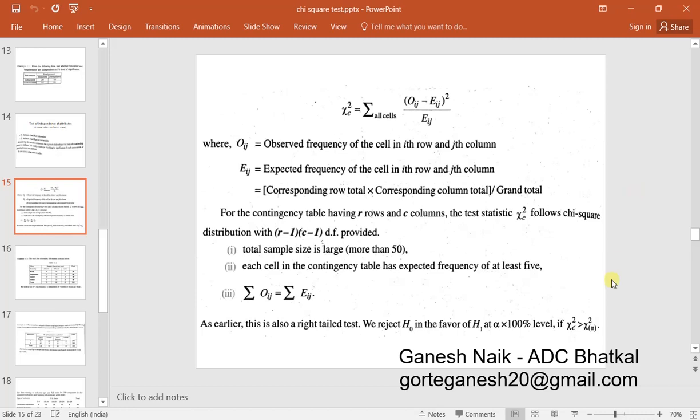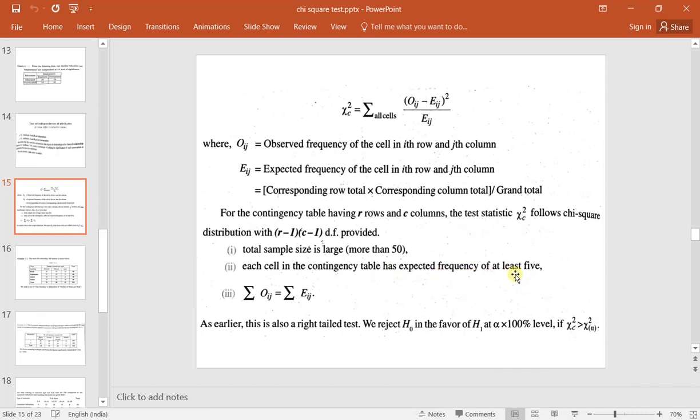So what were those conditions? You can see here the total sample size should be more than 50, and there is one more condition. We will try to have a problem with this situation here. So this talks about each cell in the contingency table should have an expected frequency of at least 5. So we'll see what we are supposed to do if the expected frequency is less than 5. So this anyways will follow.